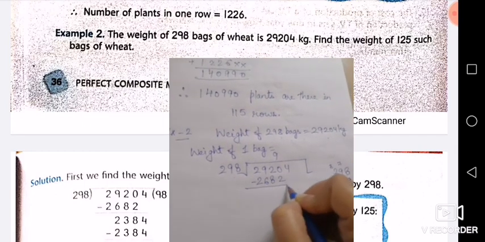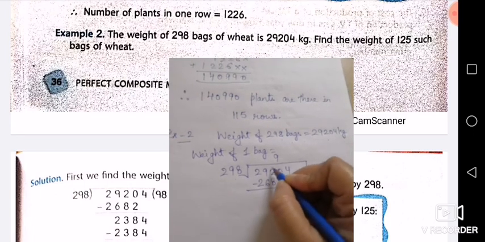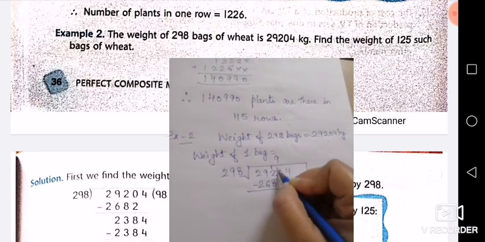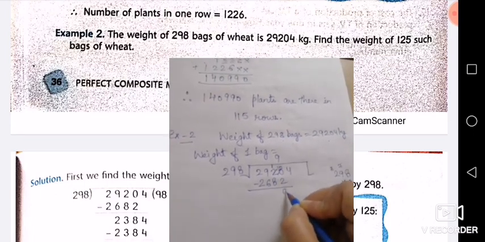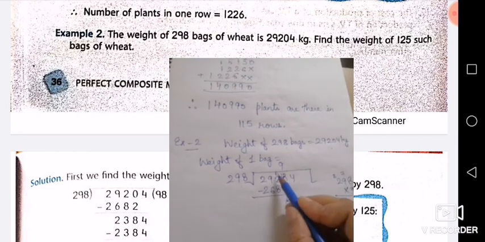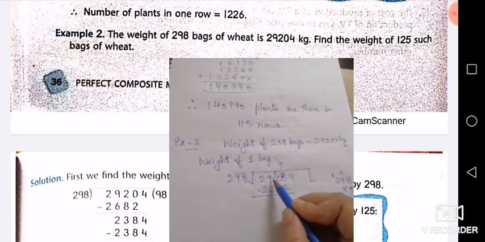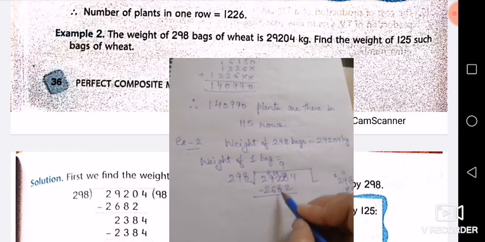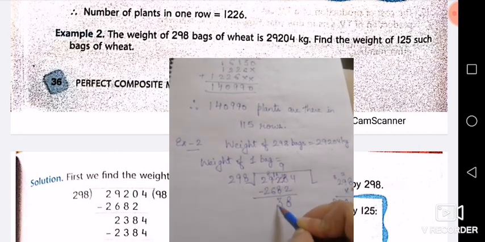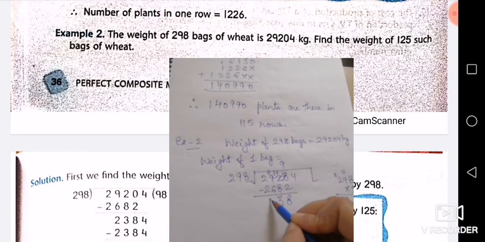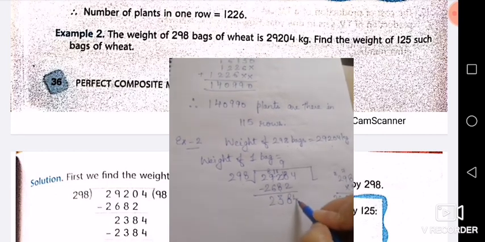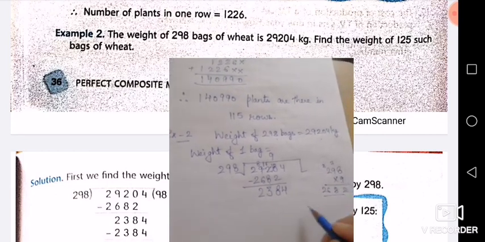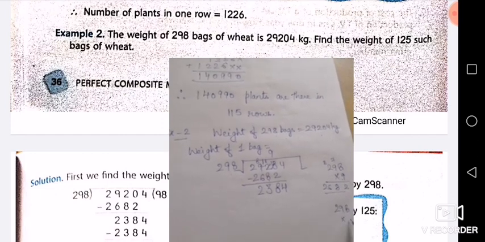2682. Now, this will borrow from here, this will become 10. 10 minus 2, 8 you will get, and then from 1 you cannot subtract 8, again it will borrow from 9, this will become 11. 11 minus 8 you will get 3, and 8 minus 6, 2 you will get, 4 will get down. Now, it will go, yes, that is correct, that is 8 times.